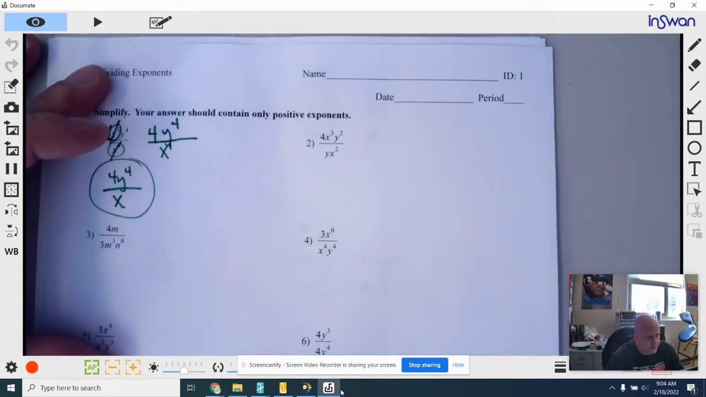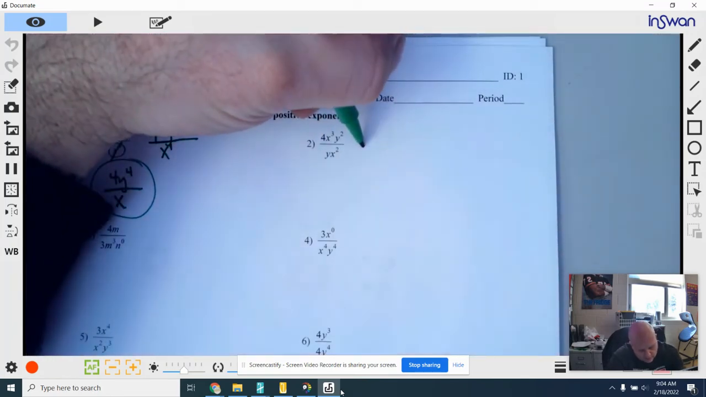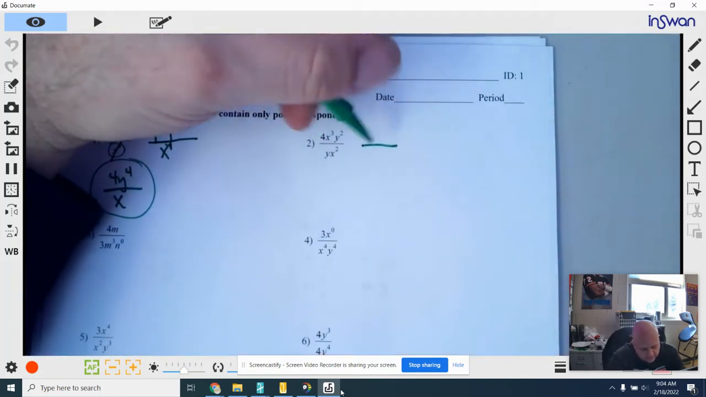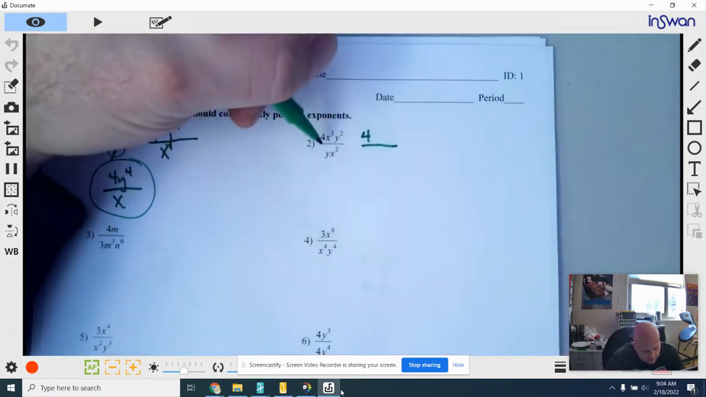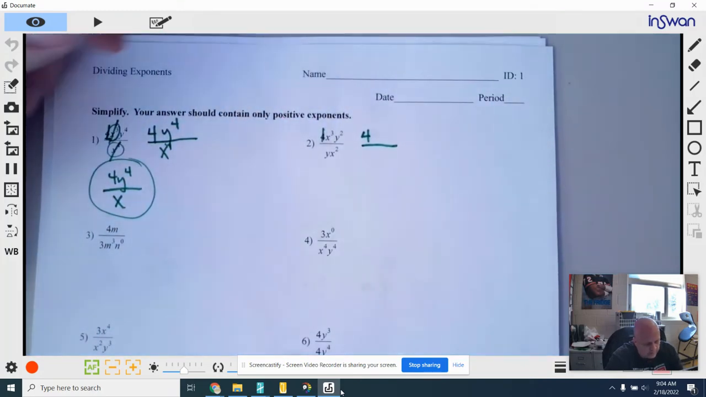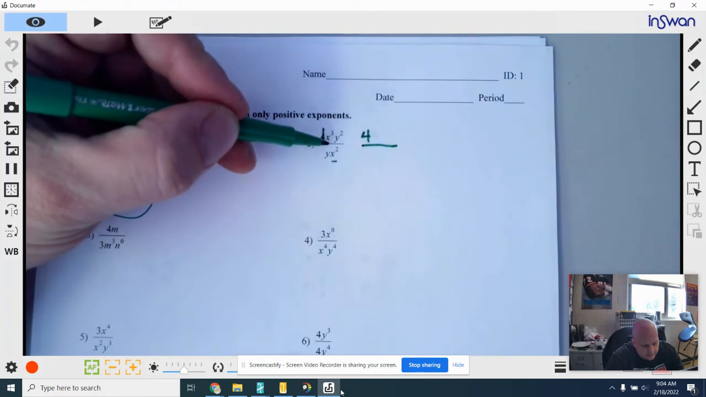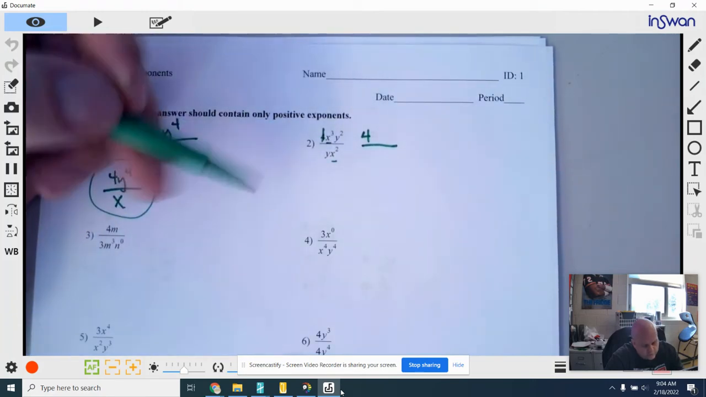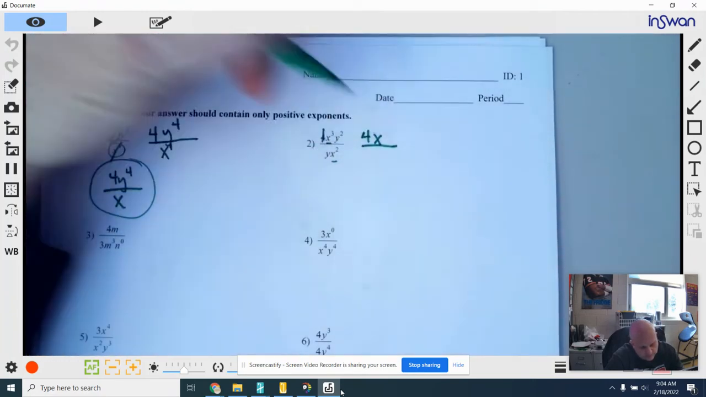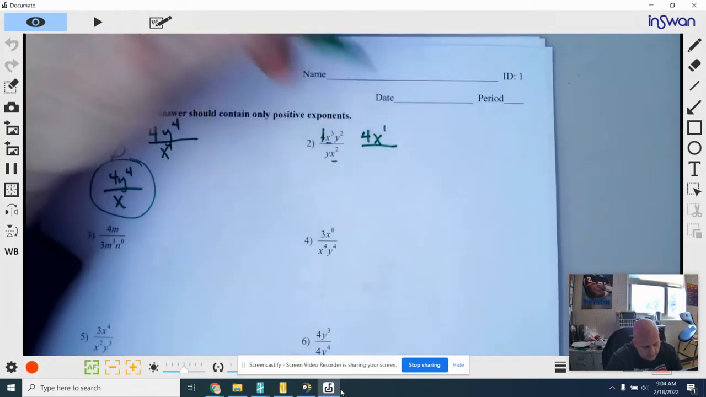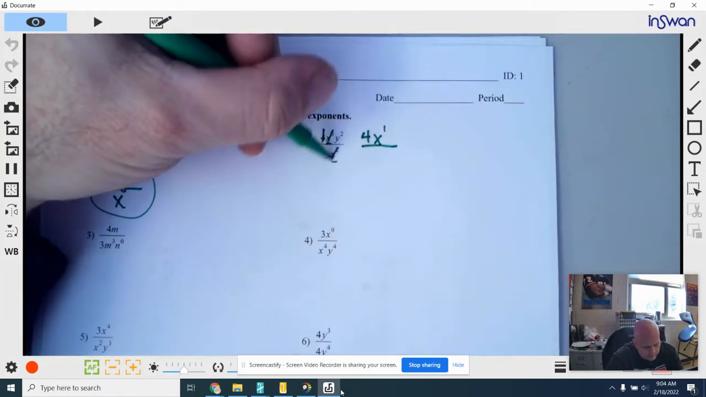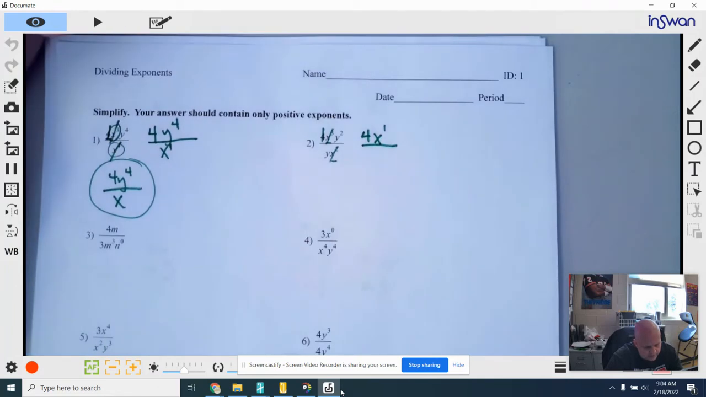Okay, number 2. So again, I want to look for my whole numbers. I see there's a 4 up top again. There's no other whole numbers, so that's just gone. Okay, then I look at my x's, and you got 2 on the bottom, but you got 3 up top. So 3 is more than 2, and in fact, it's 1 more than 2. So we subtract like that. 3 take away 2 gives you the 1.